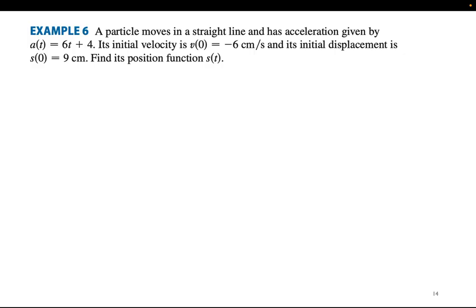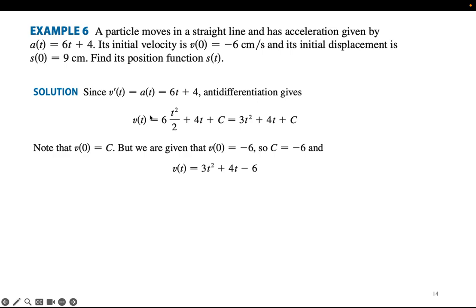Let's say that I have some initial data. Again, I need to know some initial points to pinpoint exactly the particular c. Let's say that my initial velocity is negative 6 centimeters per second, and my initial displacement, my initial position, is 9 centimeters. So let's find S of t. First we have to find, if I know A of t, I can reverse it to find V of t.